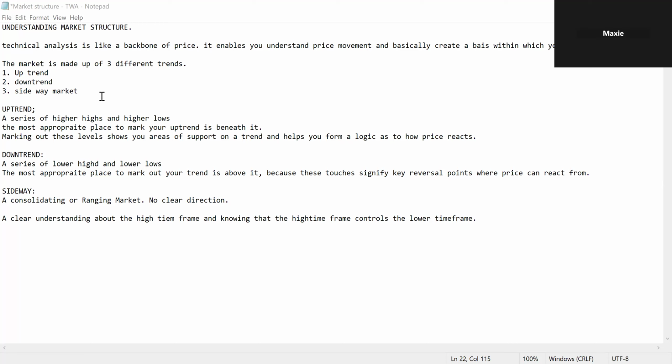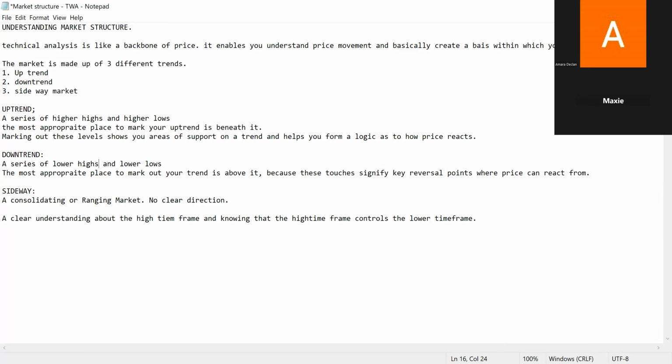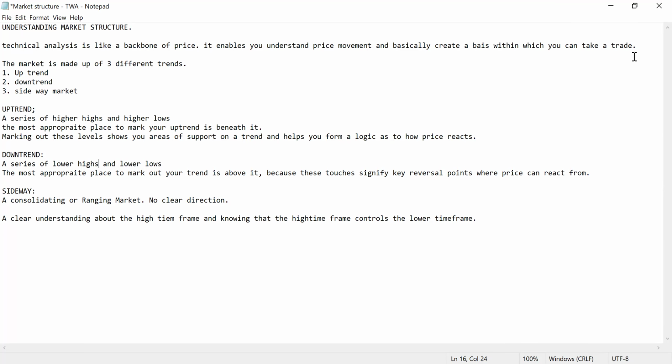All right. So a series of lower highs and lower lows, okay? Characteristics of what? A downtrend. And the most appropriate place to mark out your downtrend is where? Below the troughs. Okay, like I said, we're going to go into the charts to have a look at that shortly.